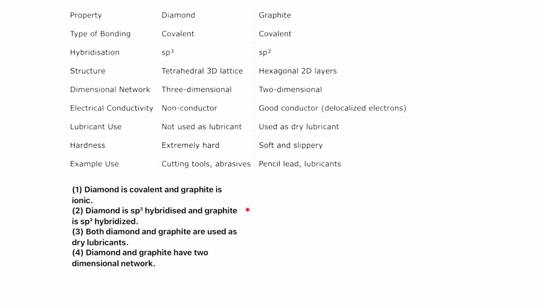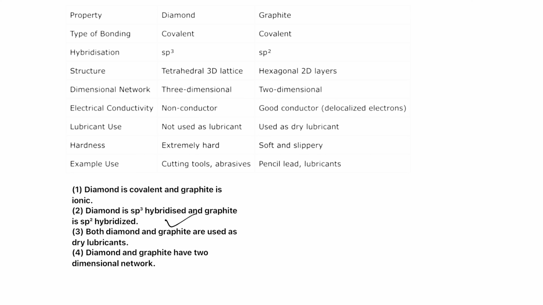And about graphite, of course, it is sp2 hybridized, forming 3 sigma bonds. Remember, 3 sigma bonds, with 1 delocalized pi bond in a 2D hexagonal layer or sheet. Understood? So there is 1 delocalized pi bond. Remember it. In the case of graphite, there is 1 delocalized pi bond. Due to that, graphite is a good conductor. So, of course, option number 2 is correct. Diamond is sp3 hybridized and graphite is sp2 hybridized. Correct. So that is our right answer.